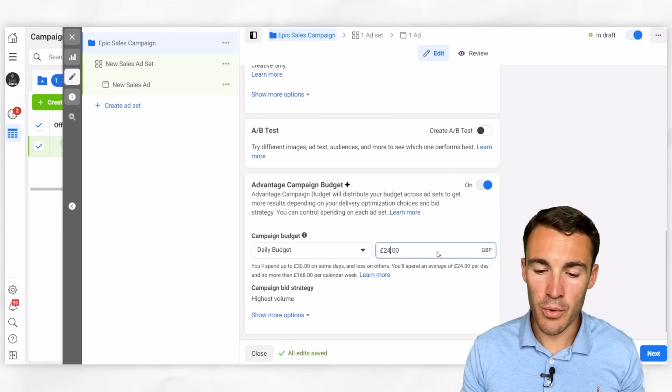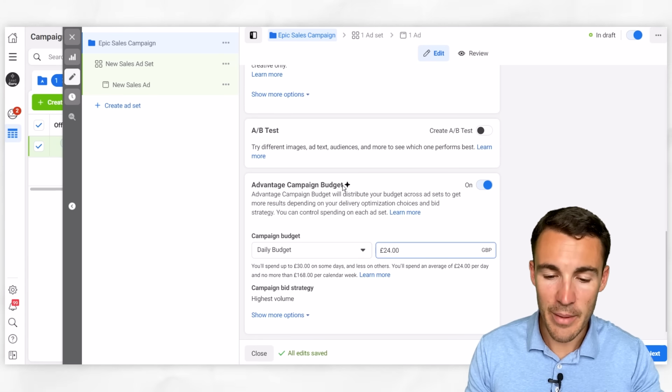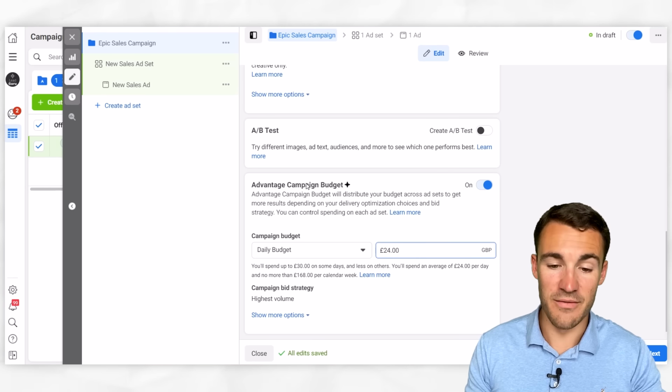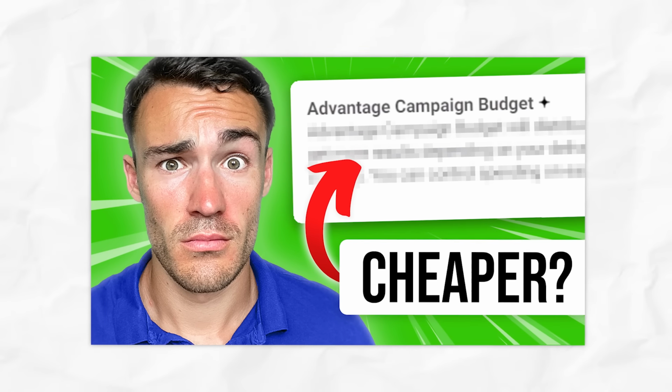And jumping back to our example campaign, I've talked about this budget at the campaign level. So campaign budget optimization is what it used to be referred to. It's now called Advantage Campaign Budget. I've got a video on that if you're interested. You can check it out on my channel, the difference between the two and that sort of thing.